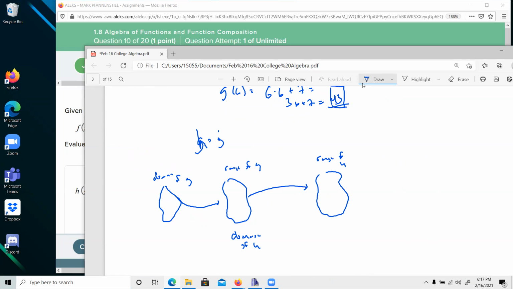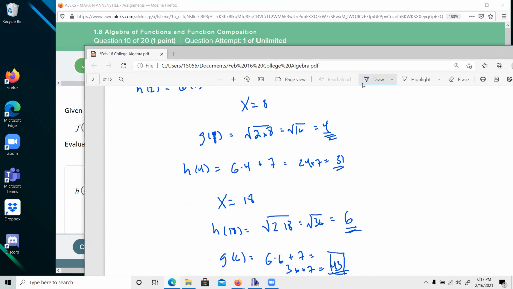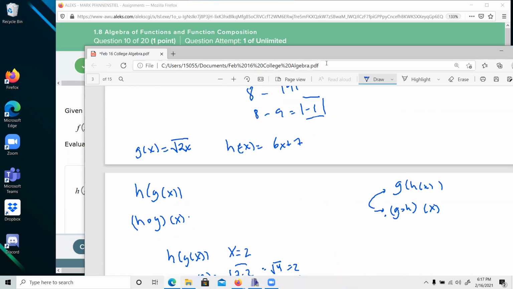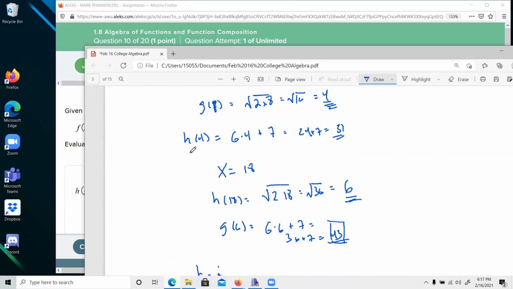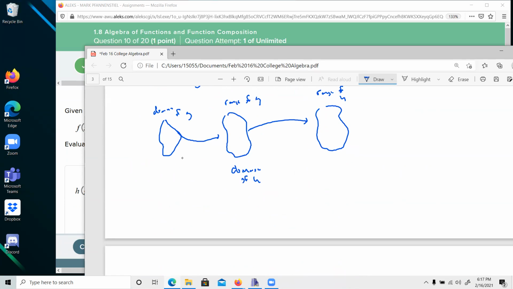Okay, so we're starting with some x's. In this case, our x's can't be negative numbers. 0 would be okay. The square root of 0 is 0. I put a -1 in there, not so good. So this domain here has got to be x greater than or equal to 0. And that's going to go into its range. The range, again, is all positive numbers.